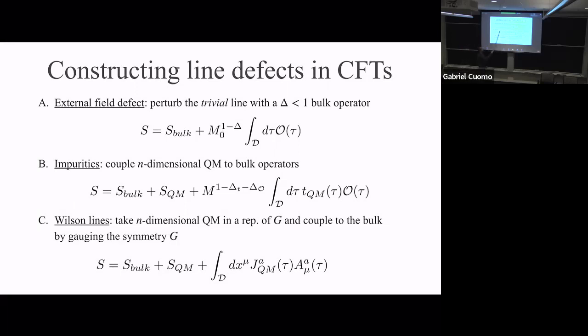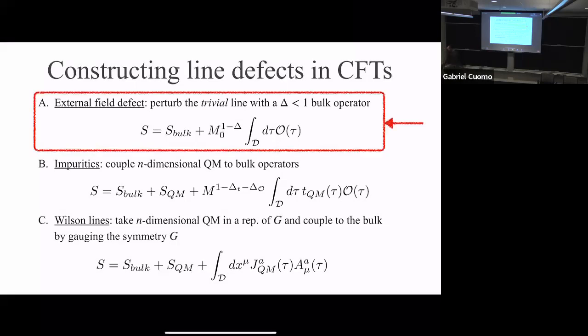You can also take a bulk theory, couple it to quantum mechanics, and then add the relevant perturbation that couples the quantum mechanics and the bulk theory. And the most complicated example is the one that we will study the most in the textbook. You take the bulk theory, couple it to quantum mechanics, and you gauge the group of the quantum mechanics. So the quantum mechanics is some n-dimensional representation of the group G, and you gauge it. So this is typically gauging the color degrees of freedom on the line for a Wilson line. Okay, so let's see what this means in practice. I'll start from the simplest one.